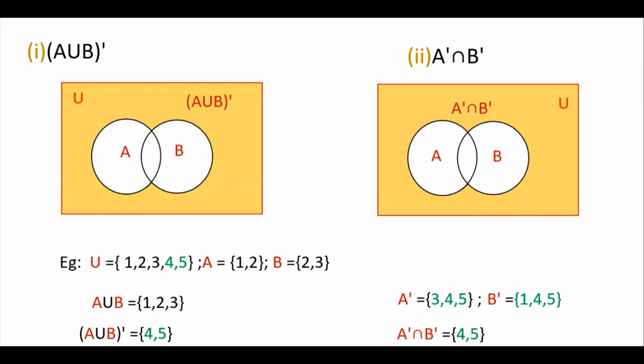For example, if you see here, this is 4, 5. So this is the part of the intersection of their complements. So you have to show it like this. These two values are equal. See here from this, these two are equal.